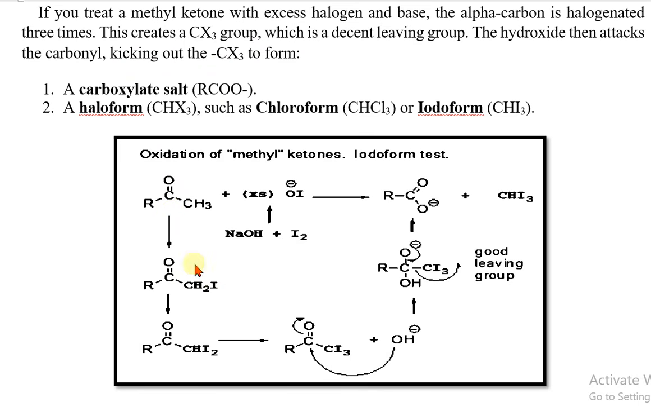Now, iodination. Second iodination will happen. Third iodination will happen. All these hydrogen atoms will be replaced by iodine. So finally, when hydroxide adds to the carbonyl, CI3 leaves as a leaving group, as CHI3 yellow precipitate. And the second part is the carboxylate anion in basic medium. So it gives a positive result for methyl ketone compounds.